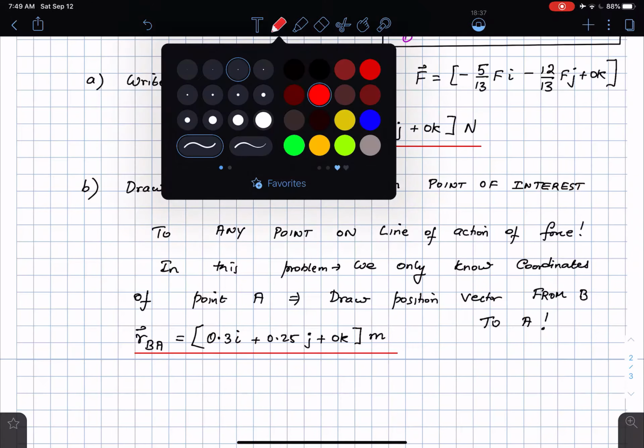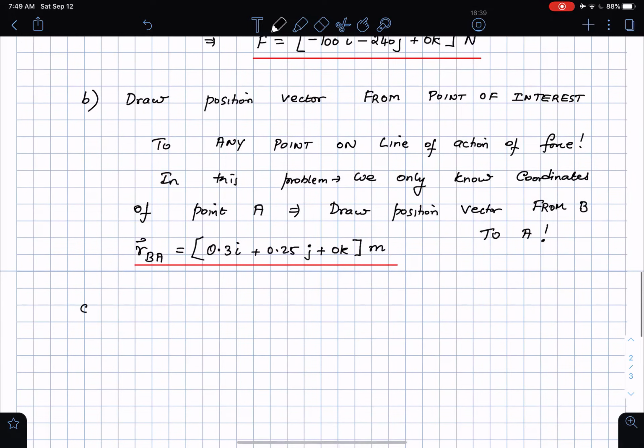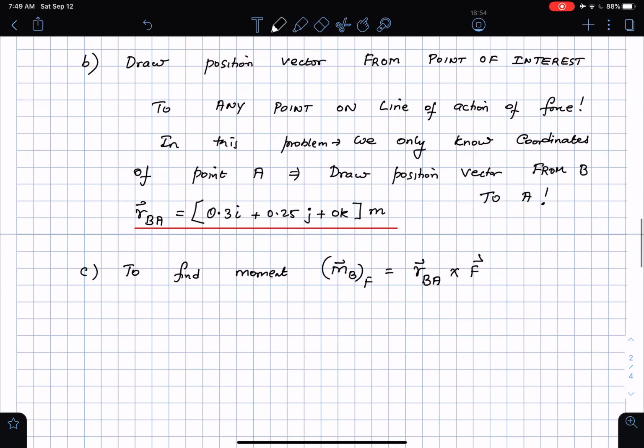And then my third step is this, to find the moment MB due to the force F. Here is what I do. I take the cross product of the position vector with the force vector. Okay, it is always position vector crossed with force vector.